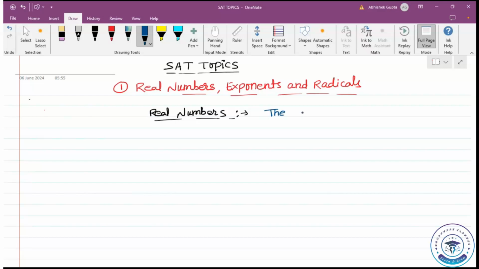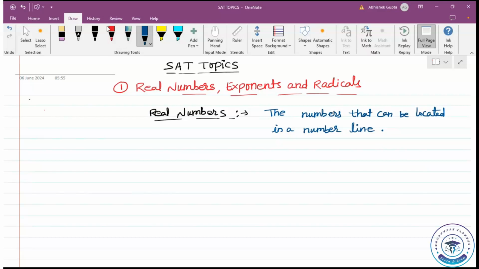The numbers that can be located on a number line, whether it is rational or irrational. So all those numbers are real numbers.